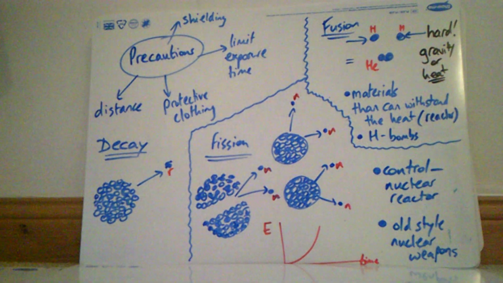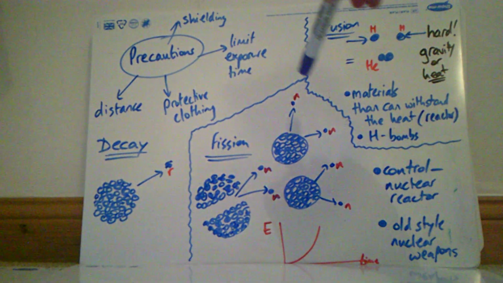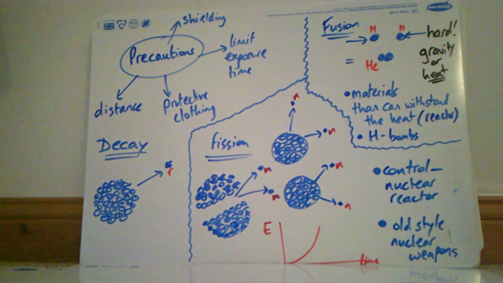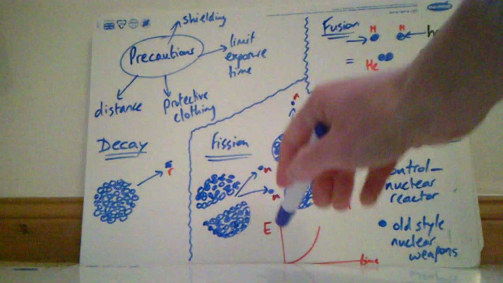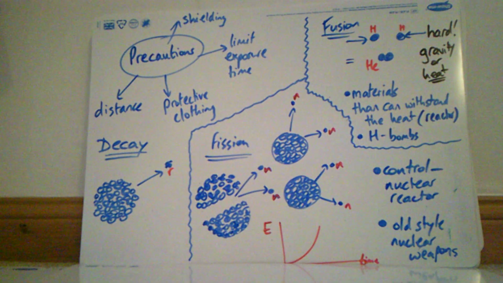So you get a nice steady power output of energy by absorbing some of the neutrons with control rods. And by moving the control rods up and down, you can get more or less energy coming out. In old-style nuclear weapons, obviously, you don't want to be absorbing these neutrons, you want this exponential increase in energy. So with early fission weapons, that was how it worked. It was an uncontrolled chain reaction.